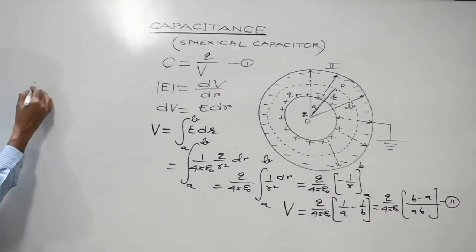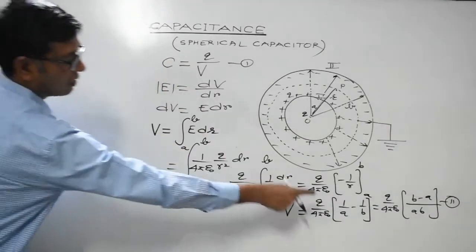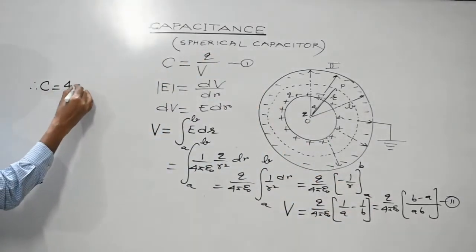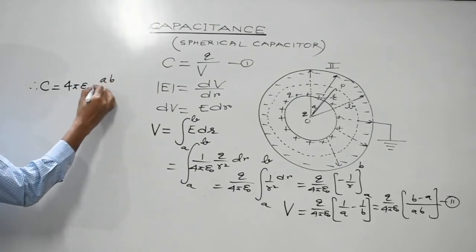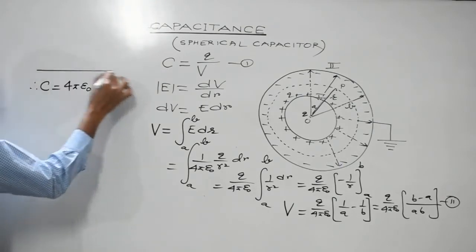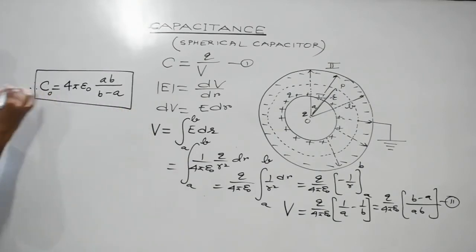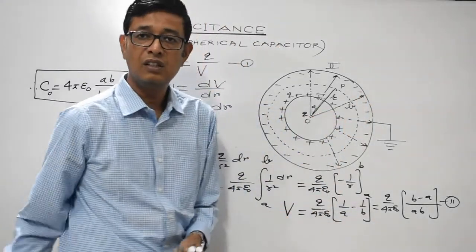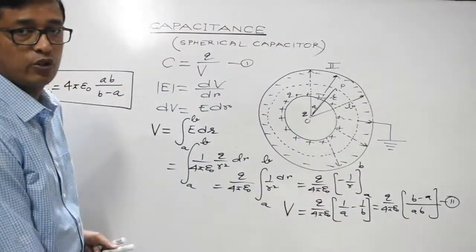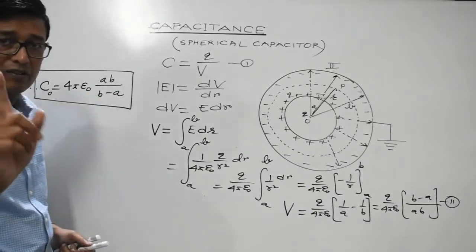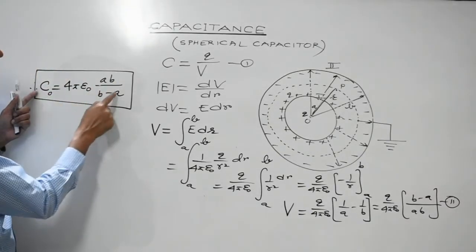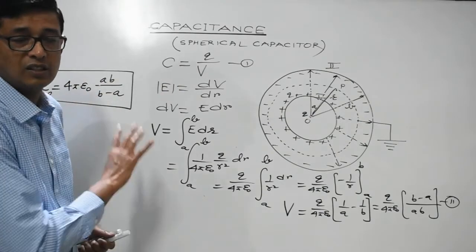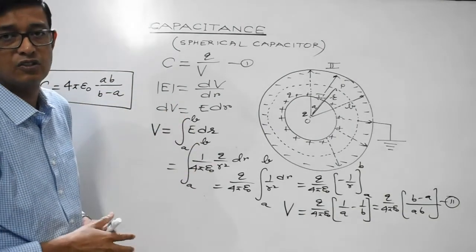So therefore, capacitance would be Q by V. Substitute this value of V over here. So Q gets cancelled. So what you get is 4 pi epsilon AB divided by B minus A. This is the formula for the capacitance of a spherical capacitor when the space between the two shells is filled with air or vacuum. Right? Again, look students, it does depend upon the dimensions of the spherical shells, that is radius. So it does depend upon the dimensions of the conductor under consideration.